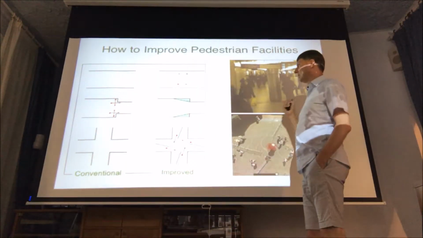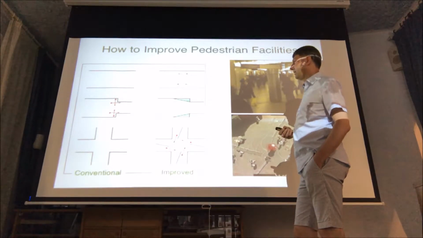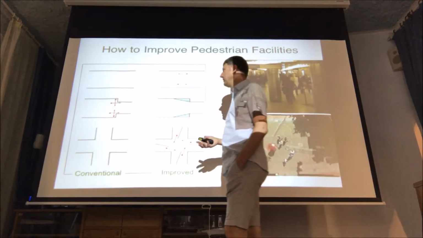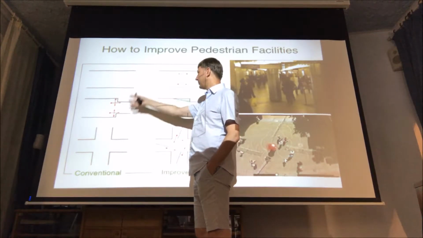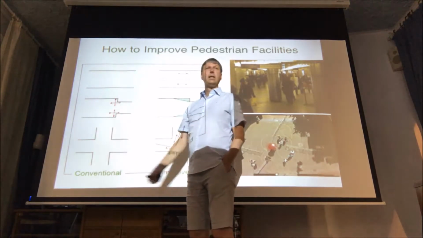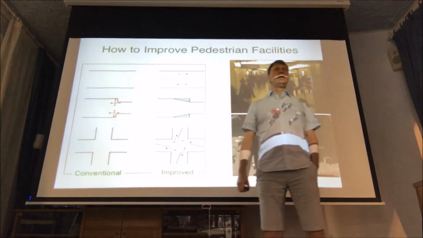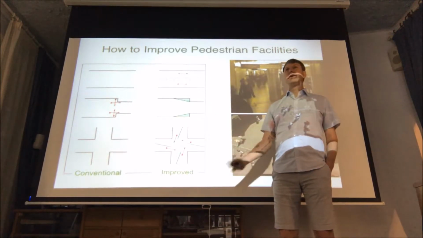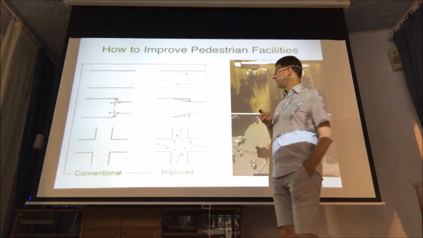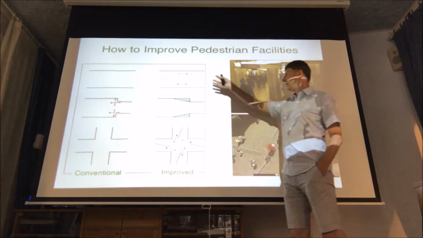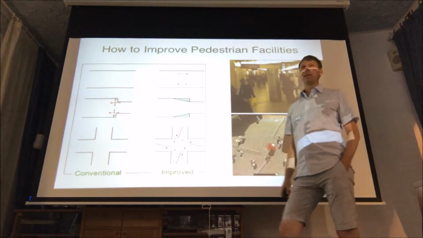It can also be used to improve pedestrian facilities. Now, pedestrian facilities are typically made up of those elements over here. It means you would have corridors, bottlenecks, and intersections. And it turns out all those elements are wrongly designed. If you understand self-organization of pedestrians, then these would be the right designs.